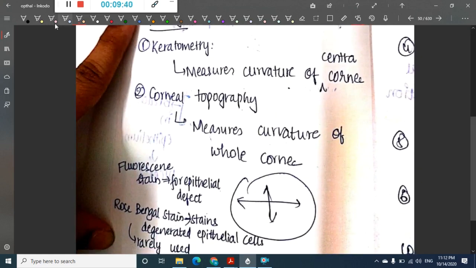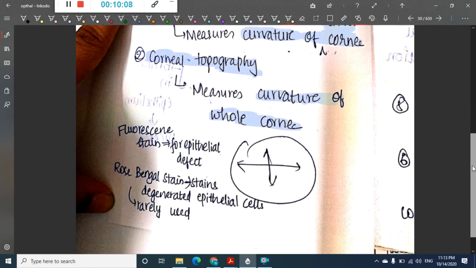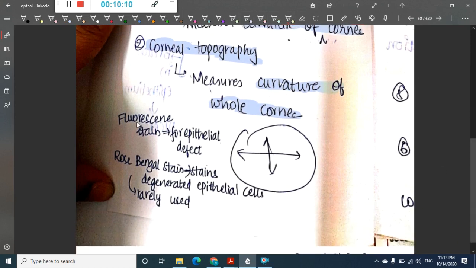Then what are the investigations pertaining to the cornea? We have keratometry. Keratometry measures the curvature of the central cornea. Then we have corneal topography, which is used to measure the curvature of the whole cornea. For measuring only the central corneal curvature, we can use keratometry. For measuring the curvature of the whole cornea, we should use corneal topography.